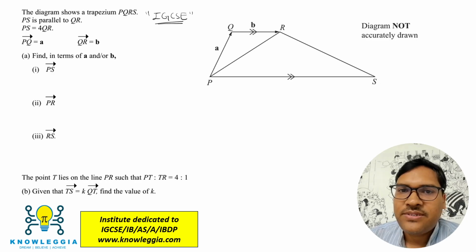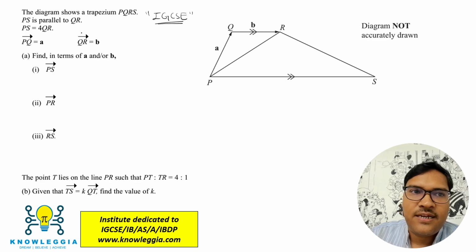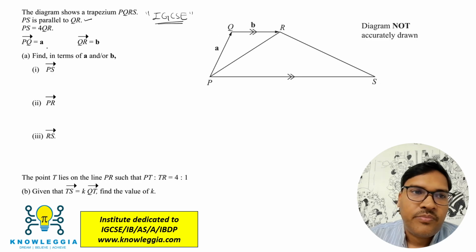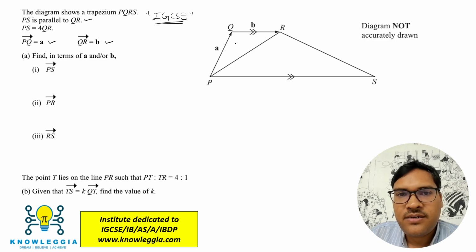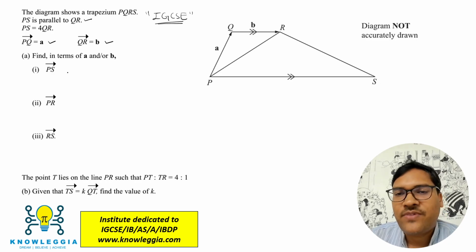The diagram shows a trapezium. We can see this is a trapezium. It is given that QR is parallel to PS. From the diagram, we can clearly see that PS is 4 times QR. So they have mentioned that the length of PS is 4 times the length of QR. Given that the PQ vector is A vector and QR vector is B vector, they have mentioned in the diagram also. The first part is: find in terms of A and B, what is PS vector.